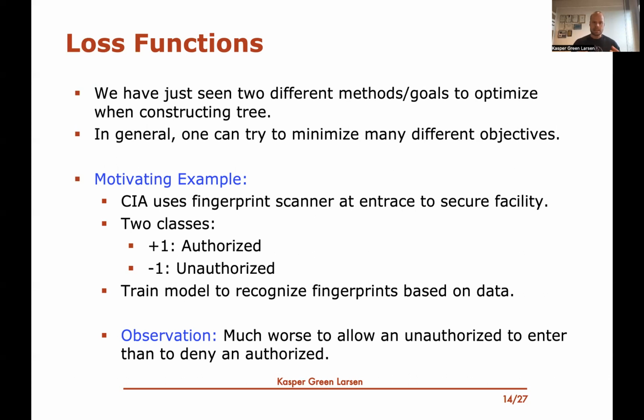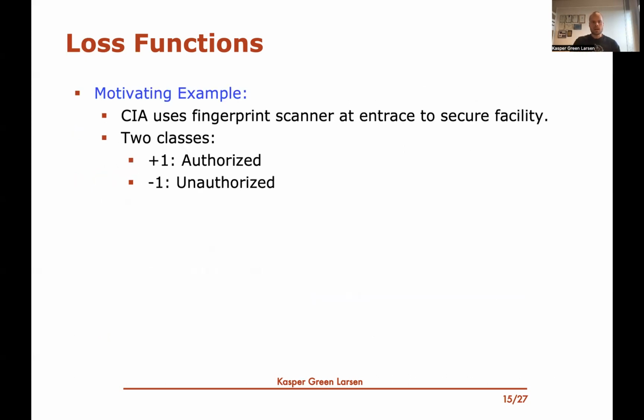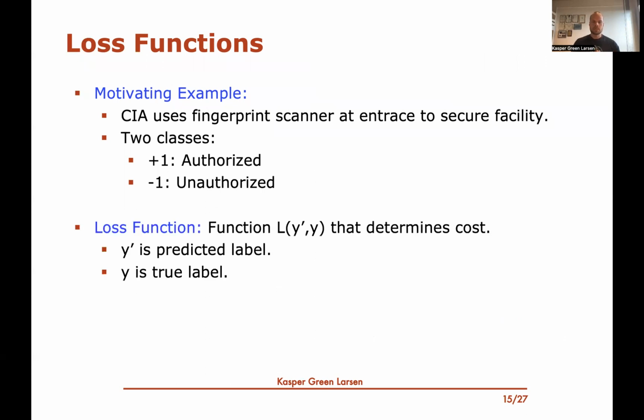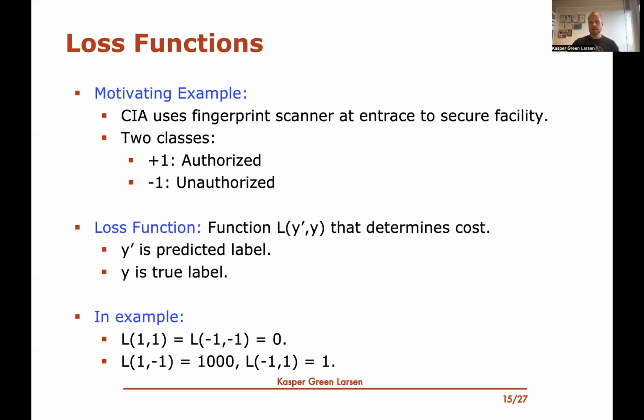So here, clearly, it should not be the same priority between not authorizing someone who's unauthorized and vice versa. So what you could do in this example is define what we call a loss function. A loss function is a function that somehow determines what we should pay when we, say, misclassify a training example. So a loss function takes 2 arguments, the predicted label and the true label. And what it does is that it just assigns a value to any combination of the 2.